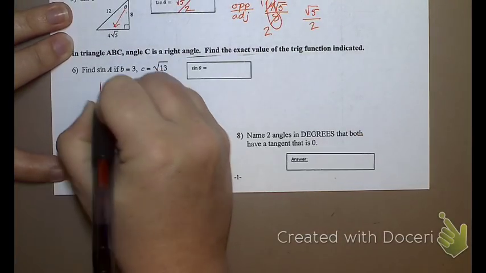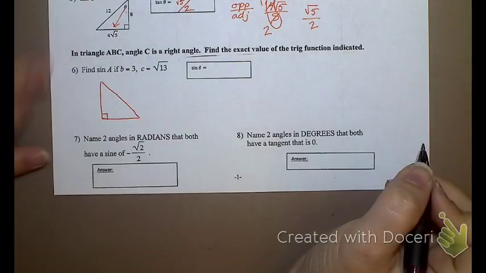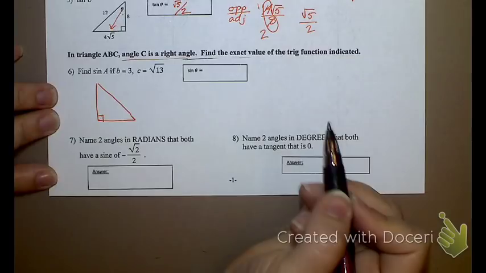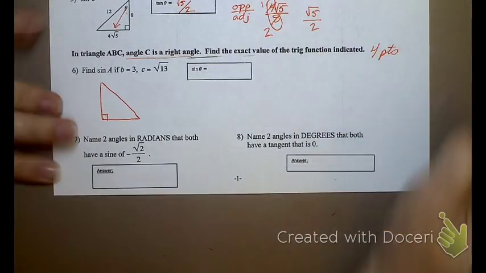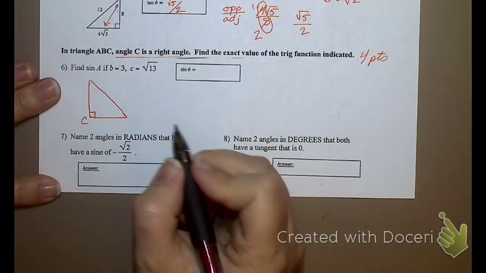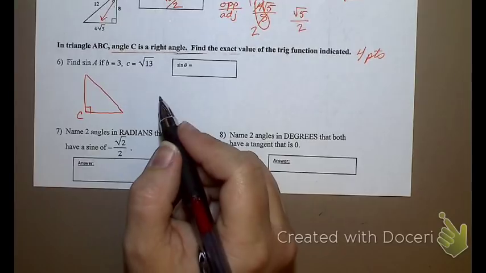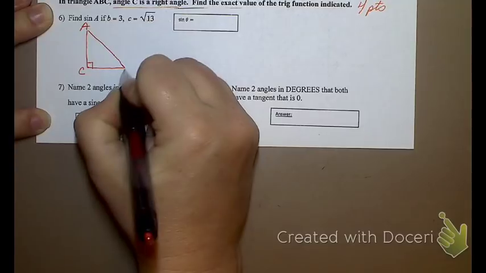All right. Find the sine of A if B is equal to 3, C is equal to rad 13. So let's draw our triangle. It does tell me it's a right triangle. By the way, this one is a 4-point question. Okay, so I know that this one is angle C. Does it matter which ones I label A and B? No, only matters which one I label C. So I'm going to call it A and B.